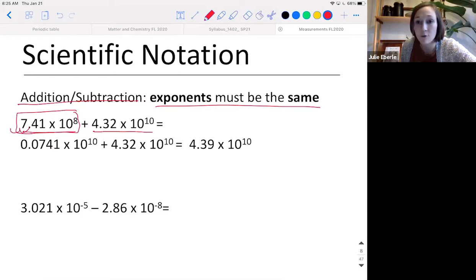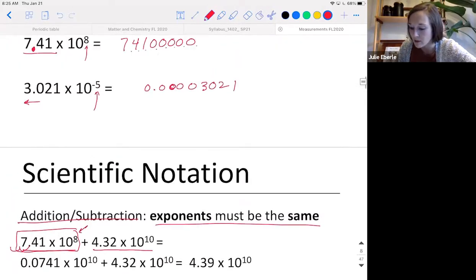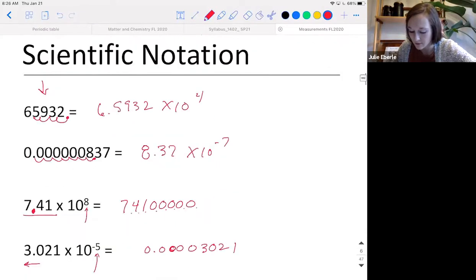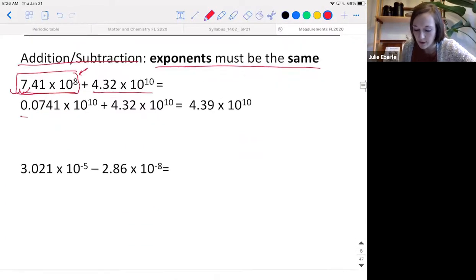And if we're going to remember, if we're increasing the exponent, we want to increase this exponent right here from 8 to 10. So if we want to increase the exponent 2 places, we need to move the decimal 2 places to the left. Okay. Where did I get that? I just went right back up here to my rule. If we want to increase the exponent, we're going to move the decimal to the left. Okay, so that's what they did, and they came up with this number, 0.0741.